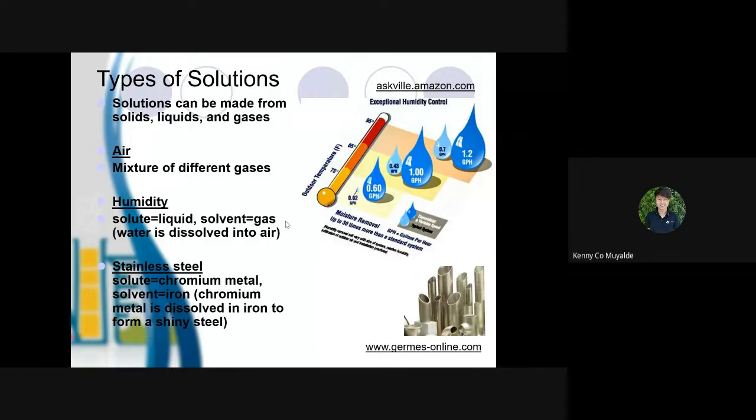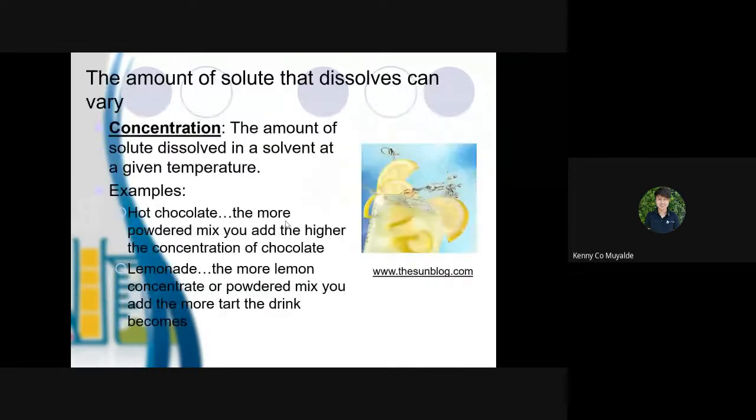Another type of solution na kung saan siya ay solid ay yung stainless steel. So stainless steel is actually made up of many different types of metals. Now we go to the different types of solution based on their concentration. When we say concentration, ito yung kung gaano karaming solute sa solvent.